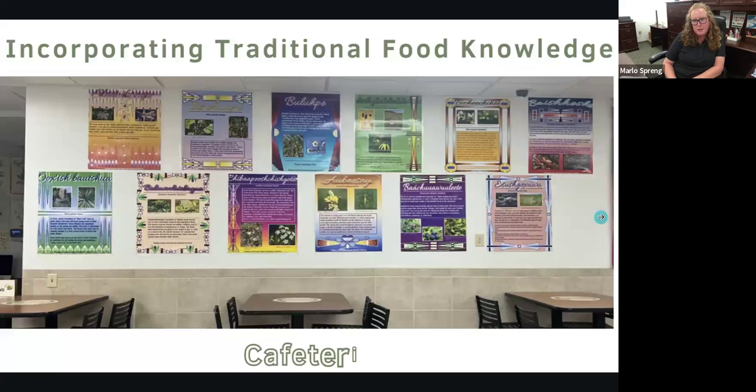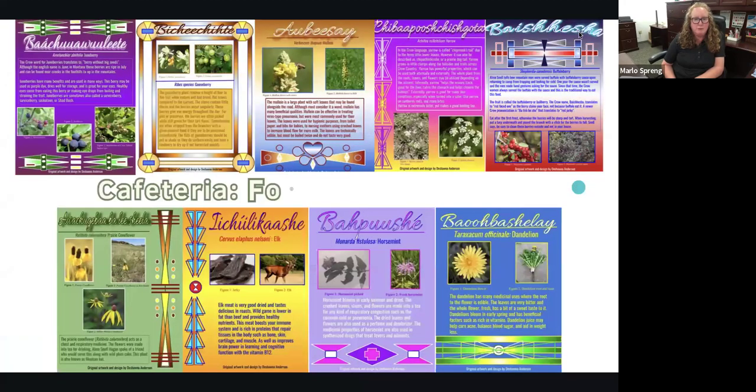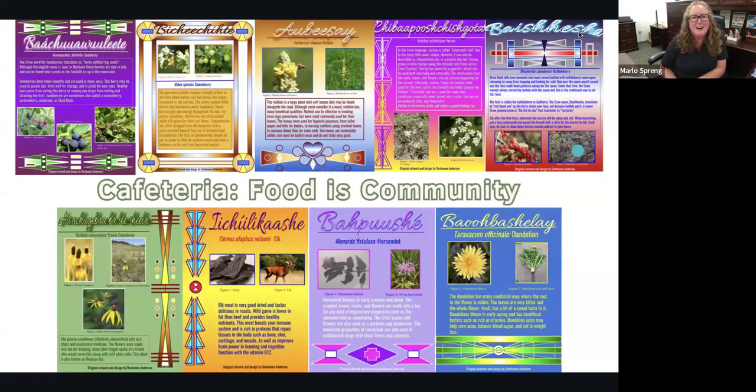Thank you, Ellie. Speaking of posters, these are traditional food knowledge posters that we have up in the cafeteria. They're beautiful, they're super colorful. I'm not even sure this picture does them justice. Ellie, I'll let you explain a little bit about them. Is this where you want to explain about them?